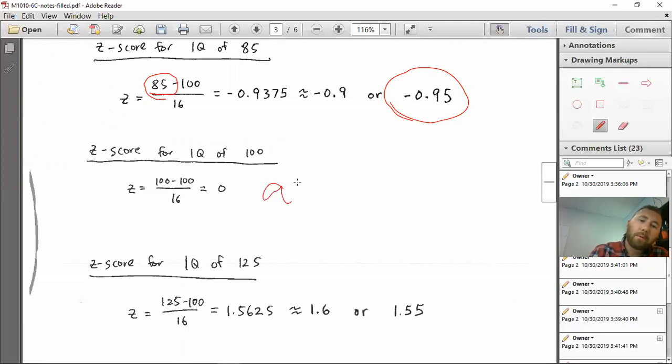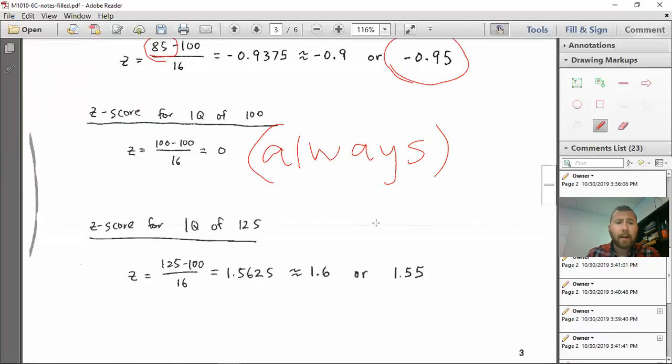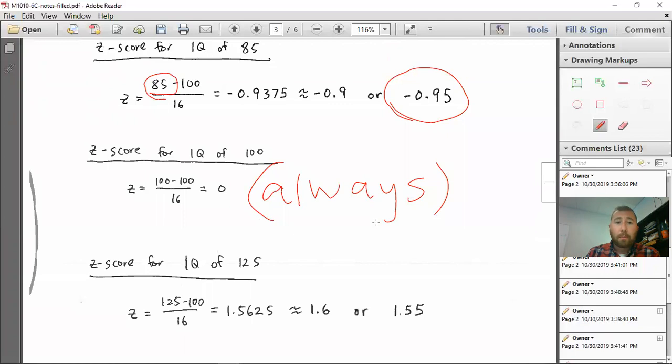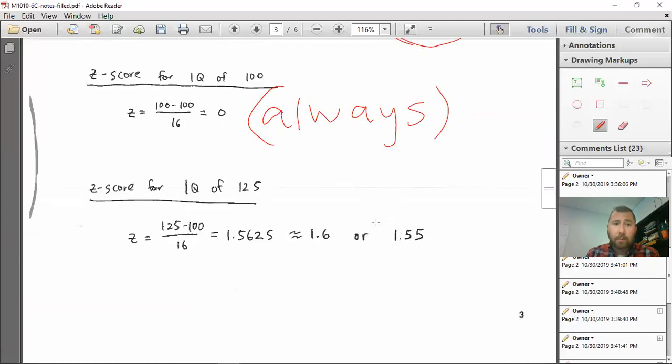Hopefully people will understand what I mean when I say always. If you're calculating a z-score for the mean, you're doing the data value you're given, which is the mean in this case, minus the mean, that's always going to be 0. Before, you saw one below the mean, that was 85, that's less than the mean, and sure enough, our z-score came out to be a negative number. Now, we're going to calculate the z-score for something above the mean, 125, and you'll see here it's going to come out to be positive.